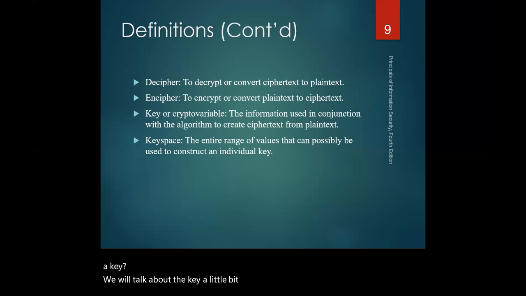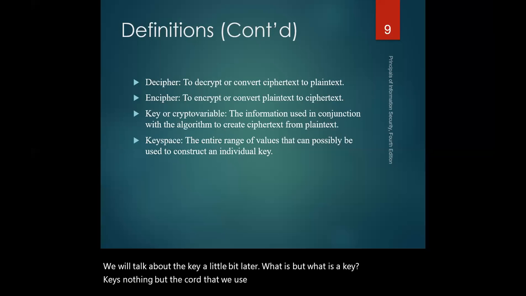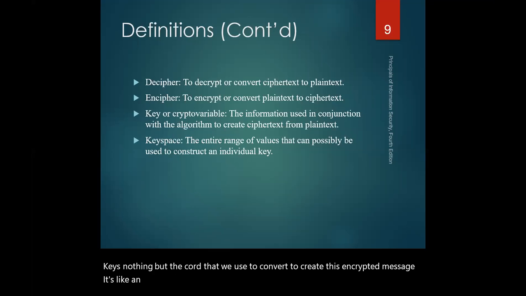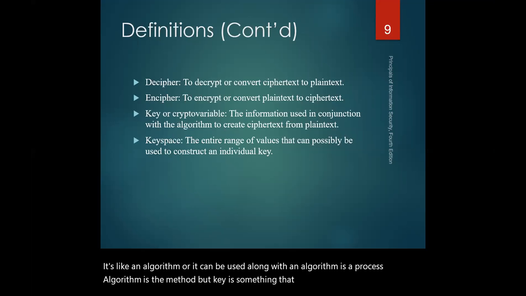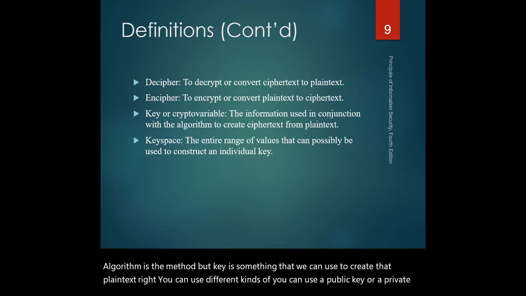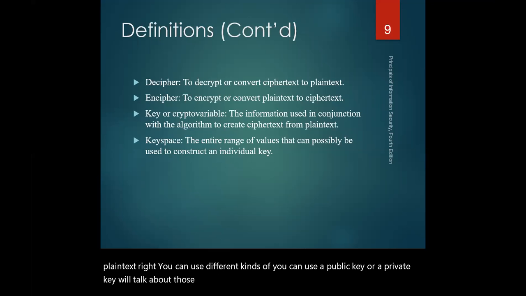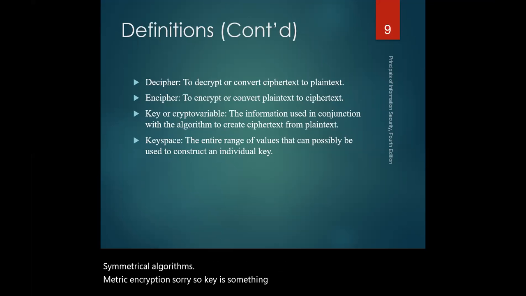What is a key? A key is nothing but the code that we use to create this encrypted message. It's like an algorithm, or it can be used along with an algorithm. The algorithm is the method, but the key is something that we can use to create that ciphertext. You can use a public key or a private key. We will talk about those when we're talking about symmetric and asymmetric algorithms. So the key is something that is used along with the algorithm.